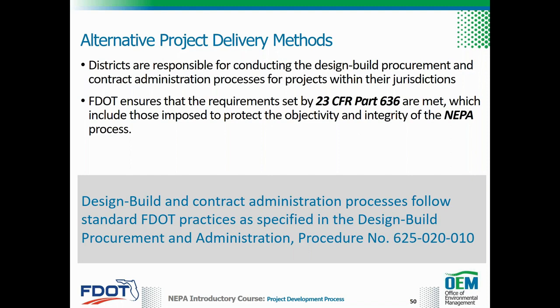For design-build projects and other projects that follow the alternative delivery methods, FDOT ensures that the requirements set by Title 23 CFR Part 636 are met, which include those imposed to protect the objectivity and integrity of the NEPA process. The design-build procurement and administration procedure provides flexibility by allowing projects to be advertised and selected while the NEPA process is being concluded. This procedure can be found on FDOT's Policy and Process Management Unit's website.